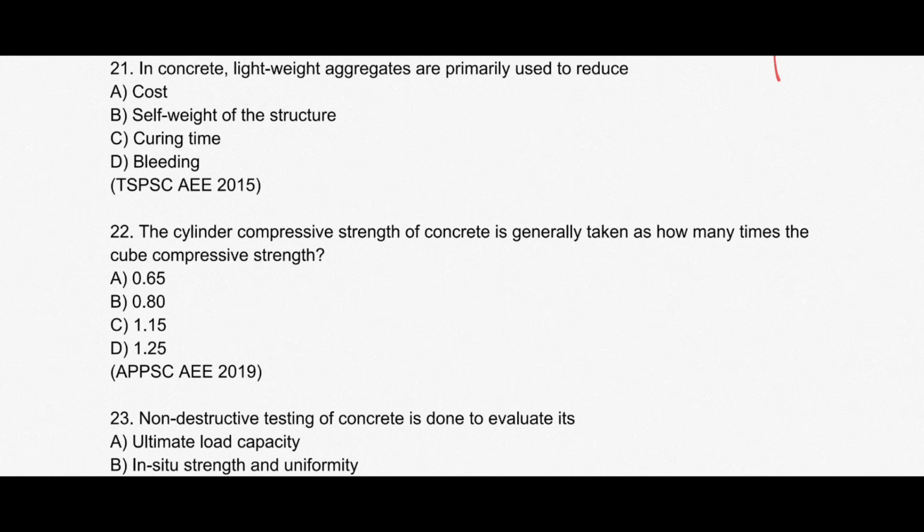21st question. In concrete, lightweight aggregates are primarily used to reduce option A, cost. Option B, self weight of the structure. Option C, curing time. Option D is bleeding. So the answer is in order to decrease the self weight of the structure.